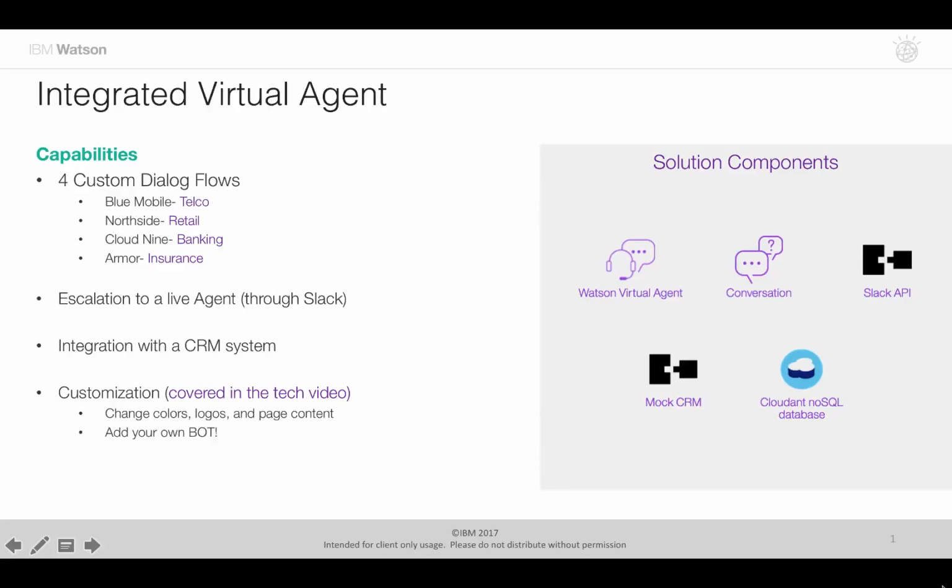It comes with 4 custom dialog flows for telco, retail, banking, and insurance, the ability to escalate a conversation to a live agent for more help through Slack, an integration with the CRM system, and also shows how you can very easily, no coding required, use this framework to either customize an existing bot with colors or a new logo, or also use this framework for your own existing bot.